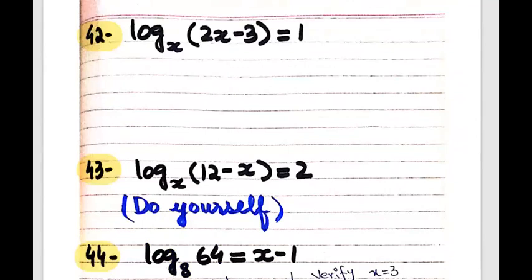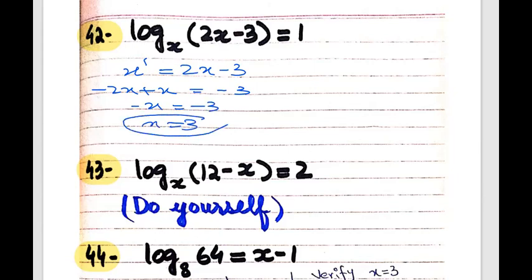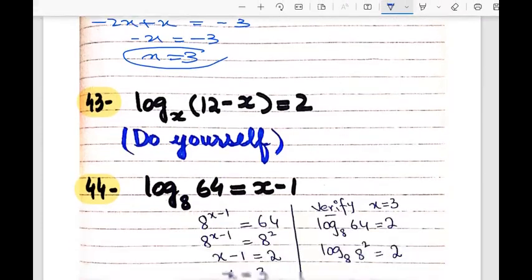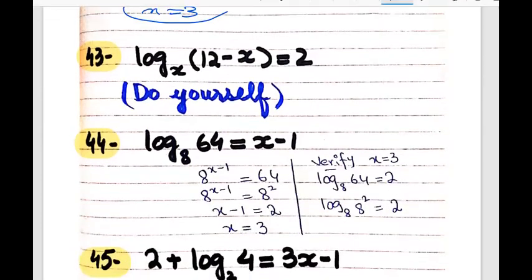Okay, we solve question number 42. Just convert this form into exponential form in order to calculate the value of x. So base is same, solution becomes power, and this will be equal to this value. Now simplify this value. Minus 2x plus x equal to minus 3. This will be equal to minus x equals minus 3, and x is 3. Now you can check that this value of x satisfies the given equation. Substitute the value of x over here, and if it satisfies the given equation, then this is the solution. Otherwise it's not a solution. You can do this question by yourself.